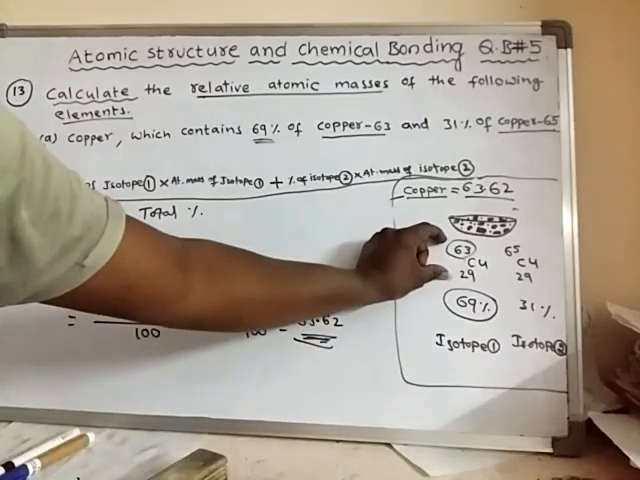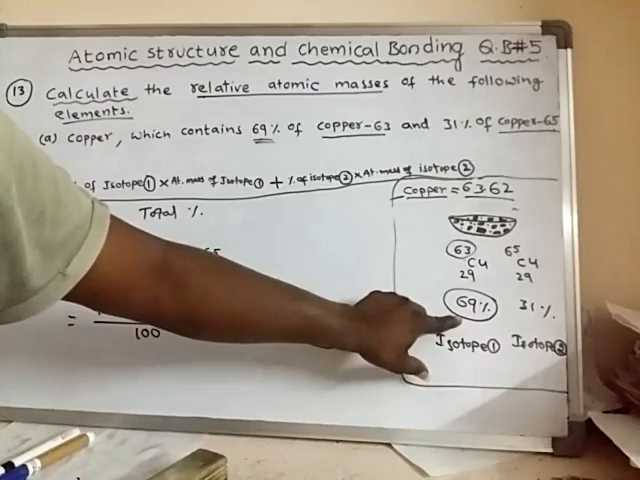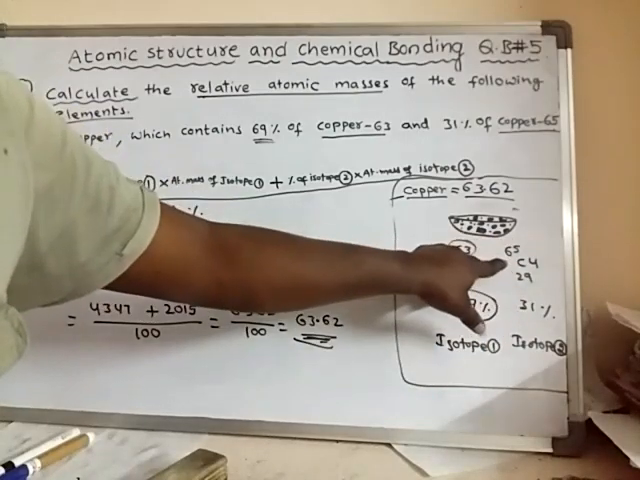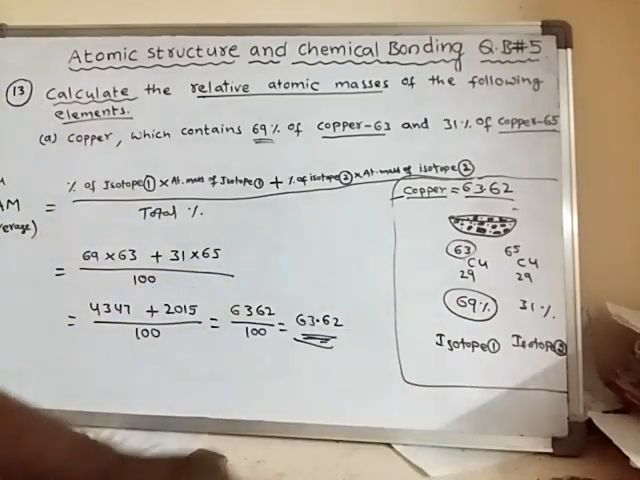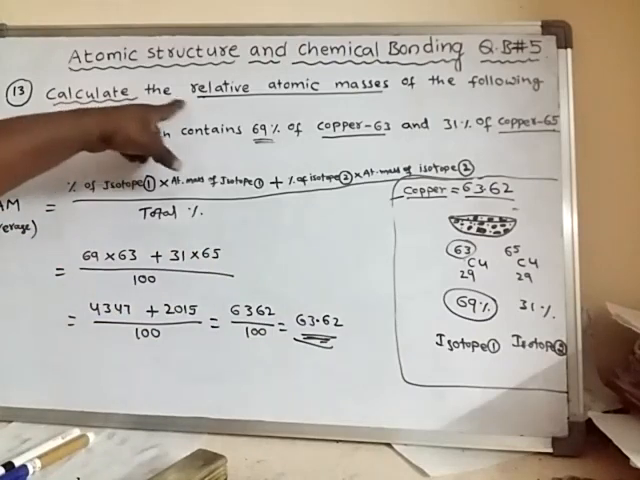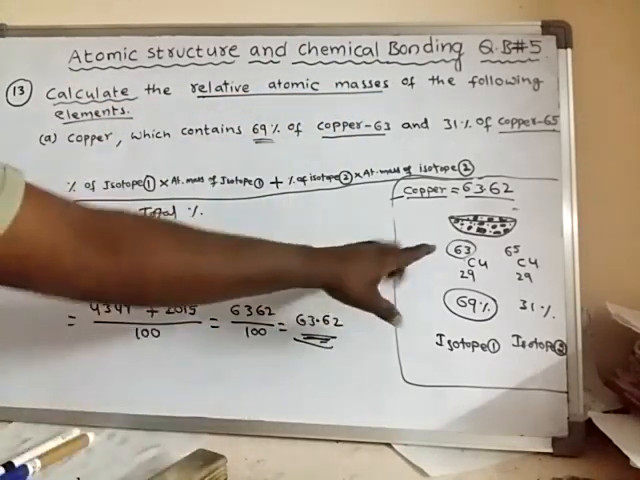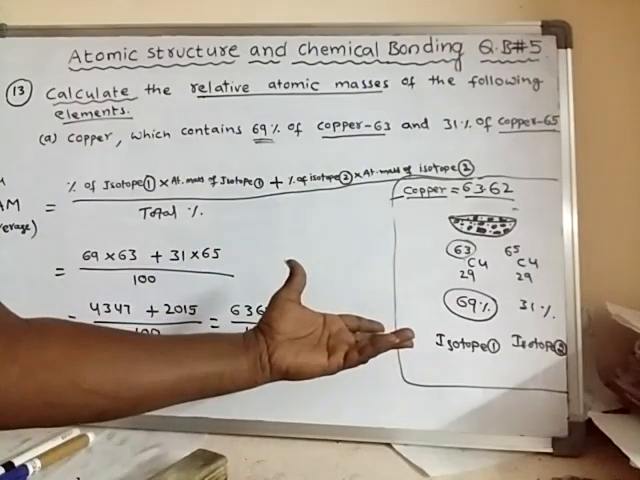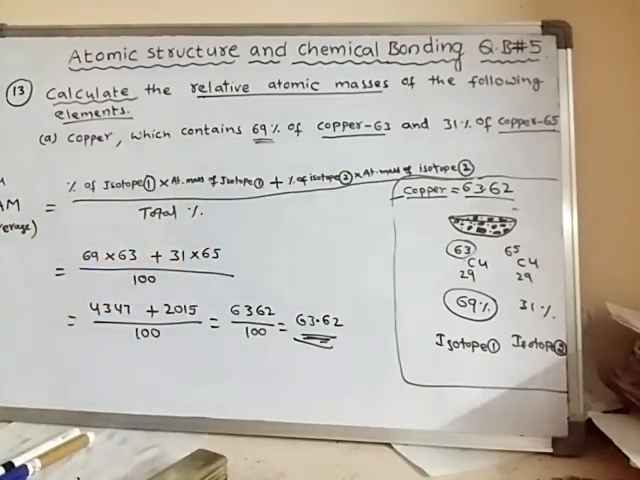So these particular copper atoms are present in 69%, whereas this other type of copper atom is present only in 31%. If this is the case, then we have to calculate the relative atomic mass of copper. So how do we calculate the relative atomic mass of copper? By using this formula. Right.